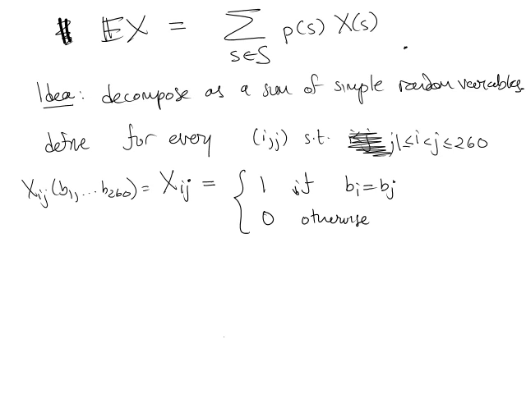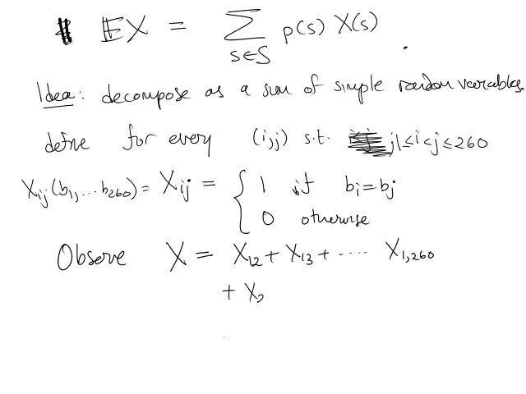Now the upshot is that the total number of magical pairs is just equal to the sum of these. So it's equal to x12 plus x13 all the way to x1,260, plus x23 plus x24 all the way to x2,260, and so on. In summation notation, it's just the sum over all i less than j of xij.